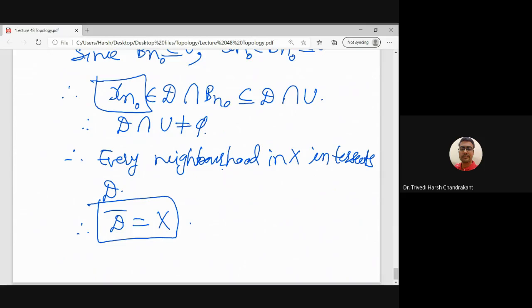Alright, so it is basically the generalization of the fact that the rationals are dense, because if you take any open set in the real line, it always intersects the rational numbers. So this is exactly the generalization of that particular result. Okay, so I think this is enough for today's lecture.